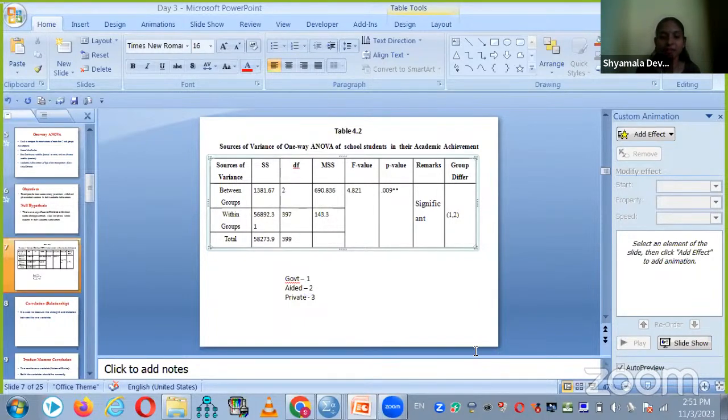Yes. Yes, it is between government and aided. Okay, is it clear? Okay, so how are we supposed to write the interpretation for this?